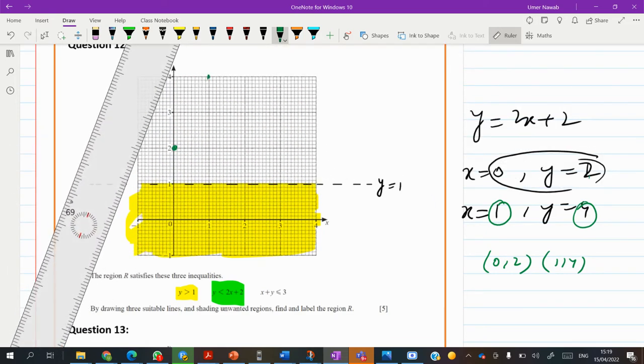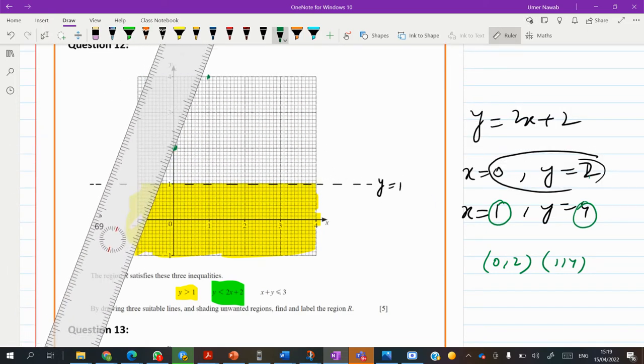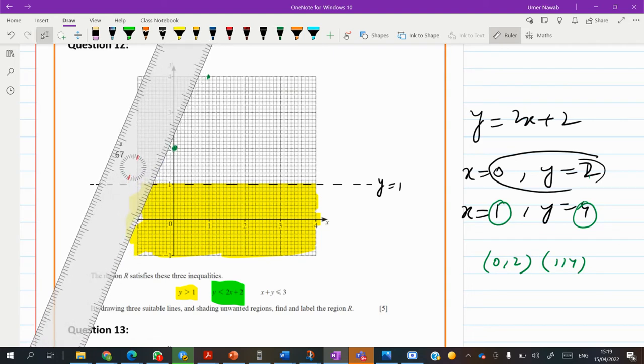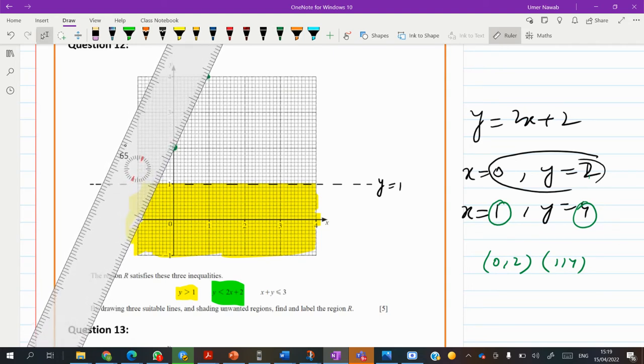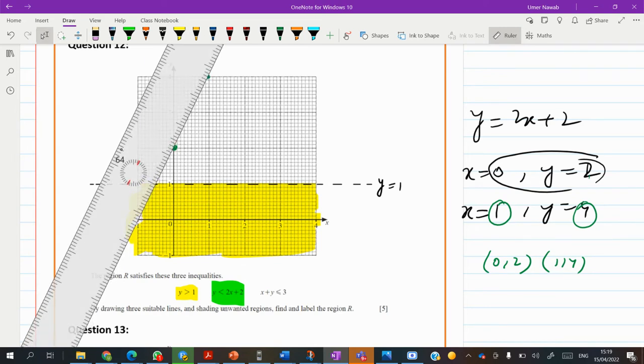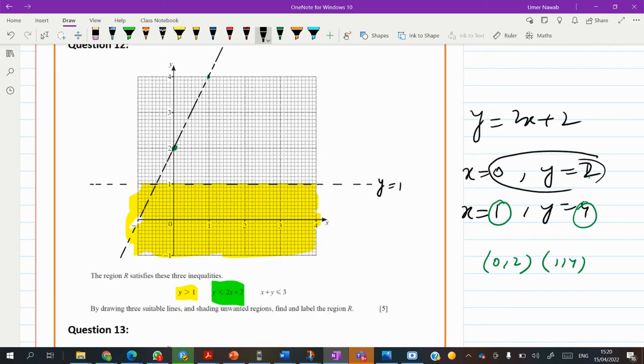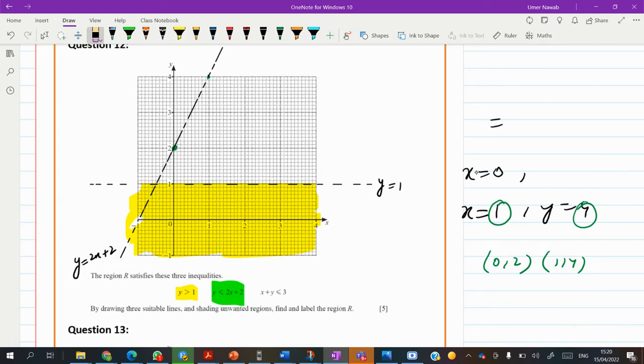Is it a solid line? No, it's again a restricted line, it's a dotted line. So I'm going to draw the dotted. Okay, so this line is also done. You can write it here. It's y equals 2x plus 2. Drawn. Next, let me erase everything here.